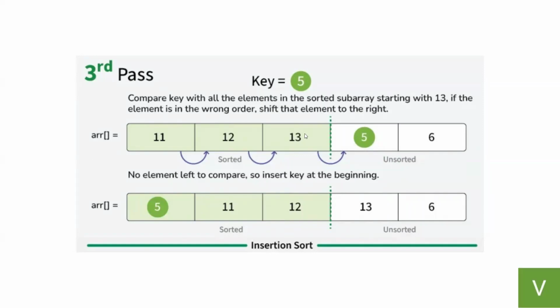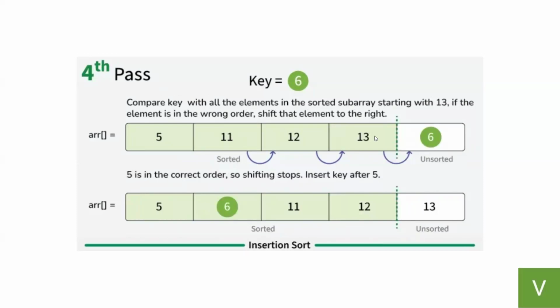In the third pass, we will select 5 as the key value. This 5 is compared with the rest of the three elements. If the value 5 is less than the elements, we need to swap them. Here 5 is compared with 13. It is less. So we will swap both 5 and 13. Similarly, 5 is compared with 12. Here 5 is less. So we will swap both 12 and 5. Again 5 is compared with 11. Here 5 is less. So we will swap both 5 and 11. The resultant array after the third pass will be like this.